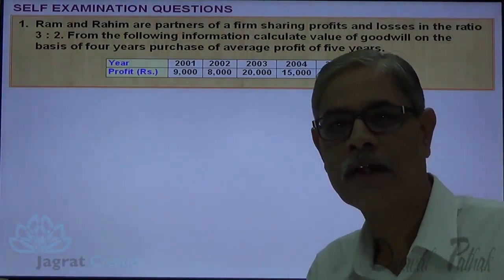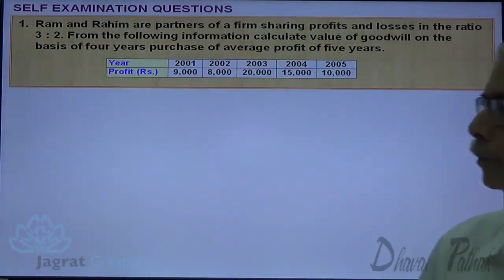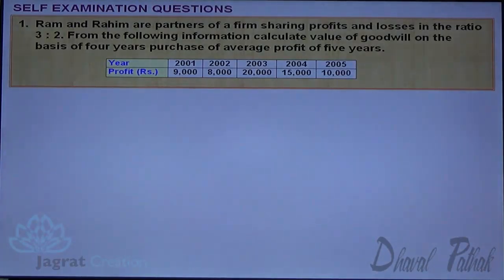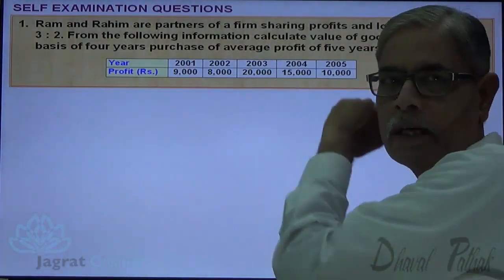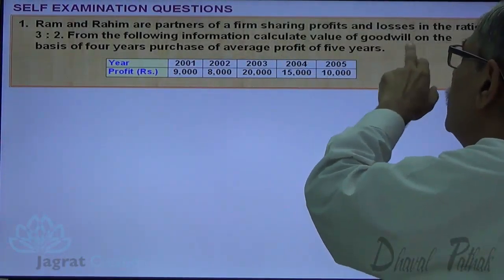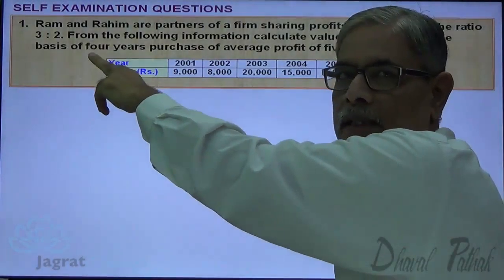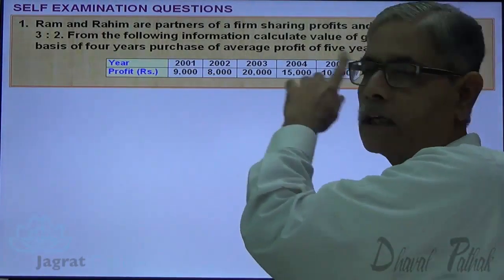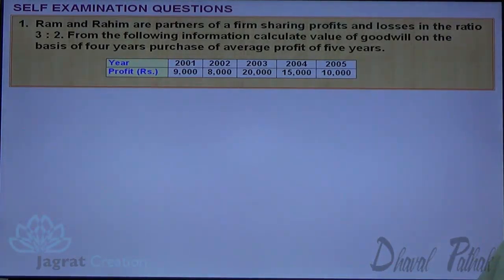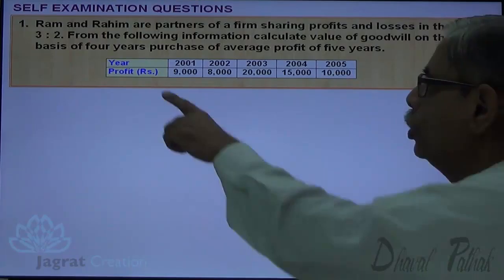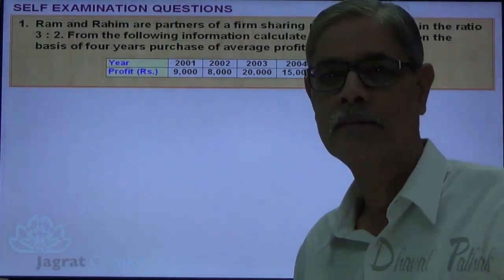This is the first question I read for you. Ram and Rahim are partners of a firm sharing profits and losses in the ratio of 3:2. From the following information, calculate value of goodwill on the basis of 4 years purchase of average profit of 5 years. You are given the profit for 5 years.